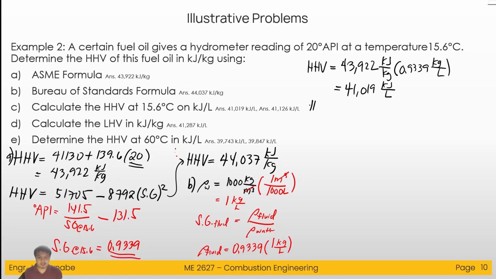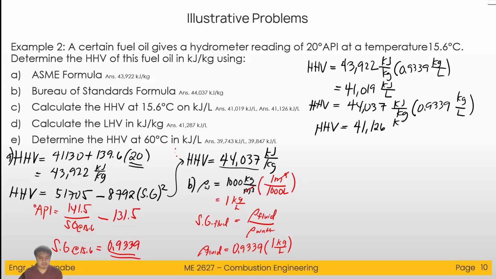And then for the standard formula, we just get this one, 44,037 kilojoules per kilogram multiplied by the same kilogram per liter. So the answer should be, but we can double check this, kilojoules per liter. Okay. I think we're done, so we should box this.